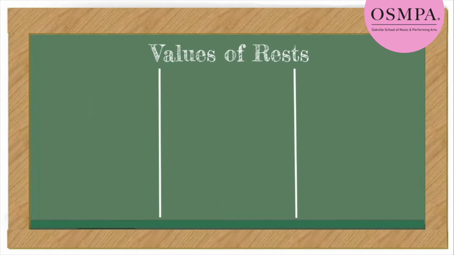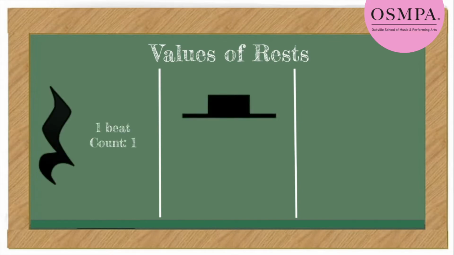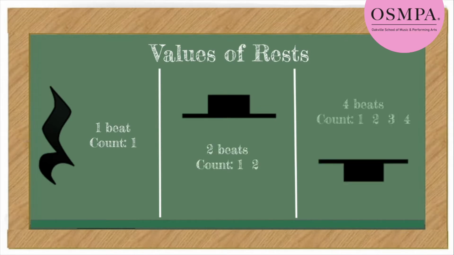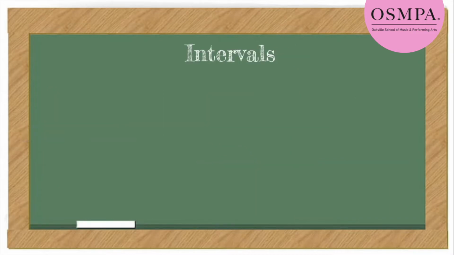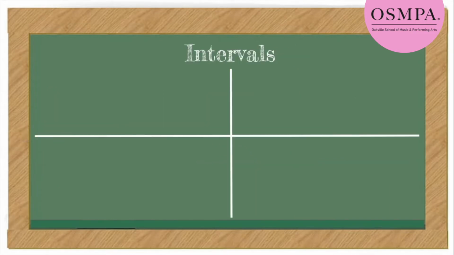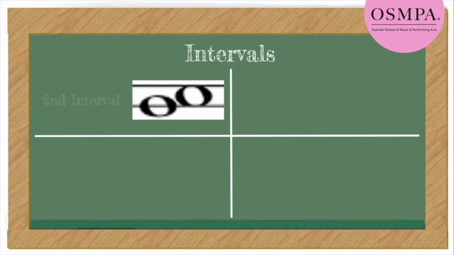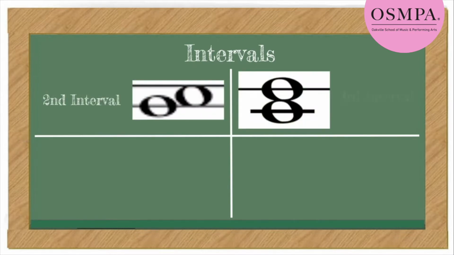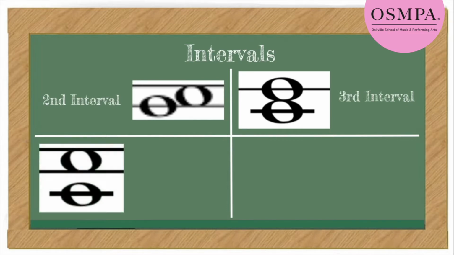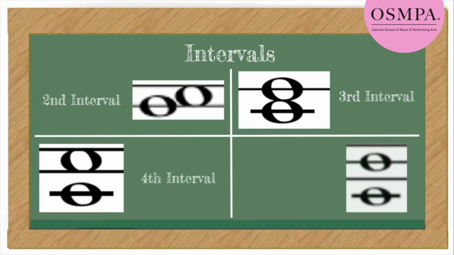Next, the values of rests are the same as notes, so a quarter rest would be 1 beat with the same counts, a half rest would be 2 beats with the same counts, and a whole rest would be 4 beats with the same counts. Second last, we have intervals. We have the second interval, which can also be a step. We have the third interval, which can also be a skip. We have the fourth interval, which is a leap. And the last interval, we have the fifth interval, which can also be considered a leap as well.